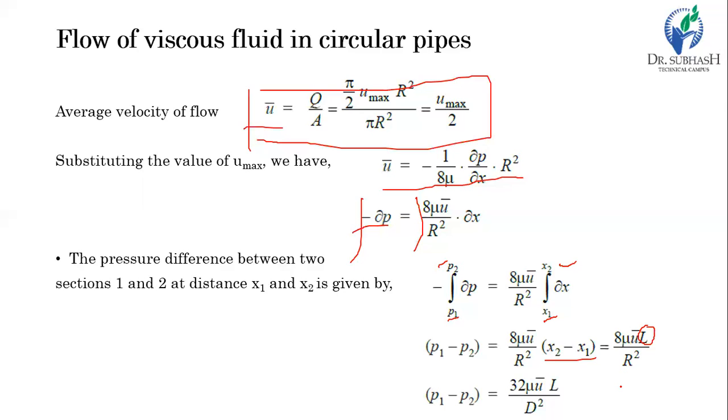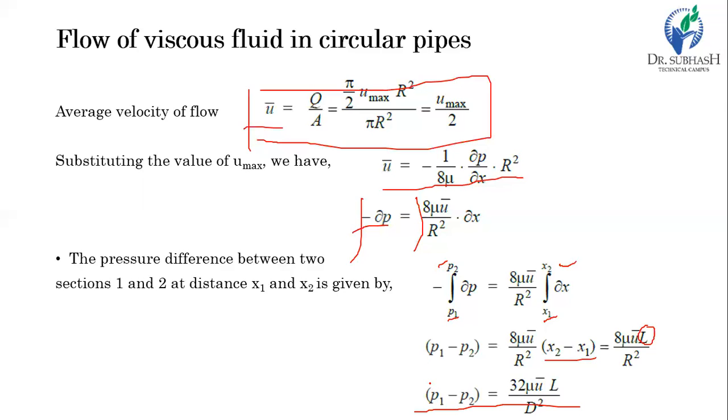But whenever we think about a pipe, we always use its diameter instead of its radius. So converting this radius into the diameter, we get the relation 32 mu u bar L upon d square. This is nothing but the pressure difference between two sections of the pipe when viscous fluid is flowing in the circular pipe. So this is just a pressure difference.